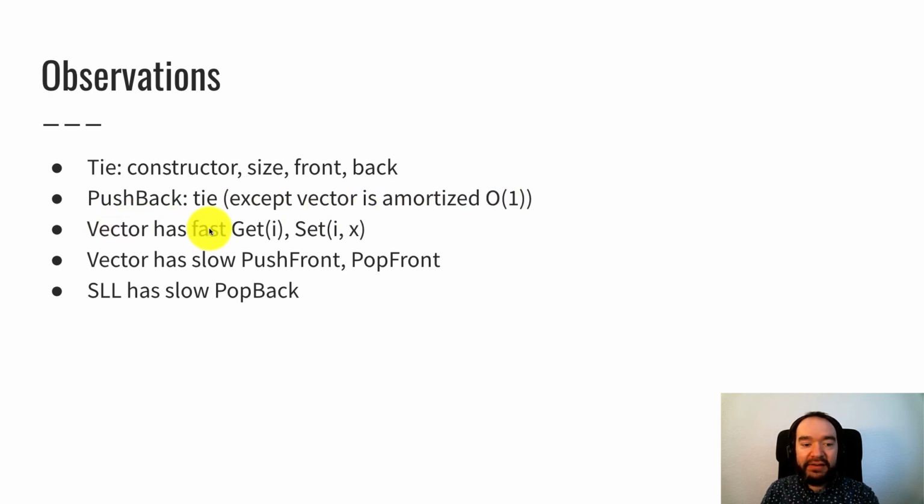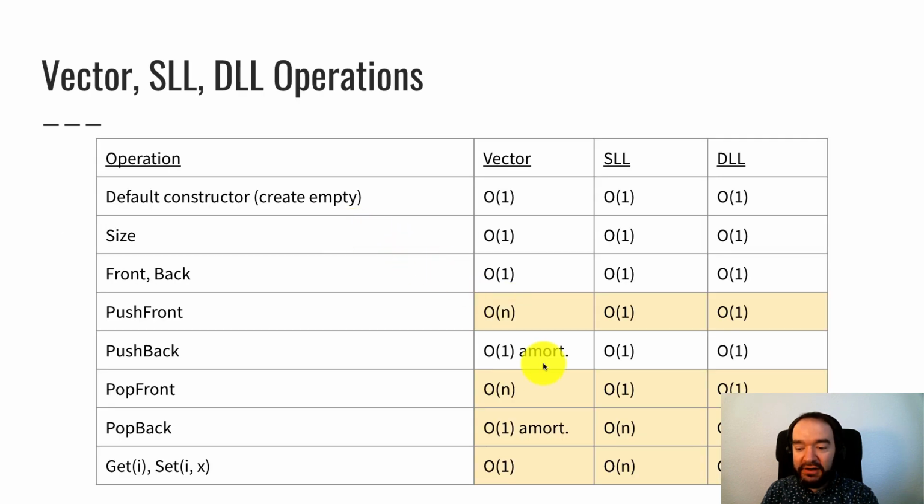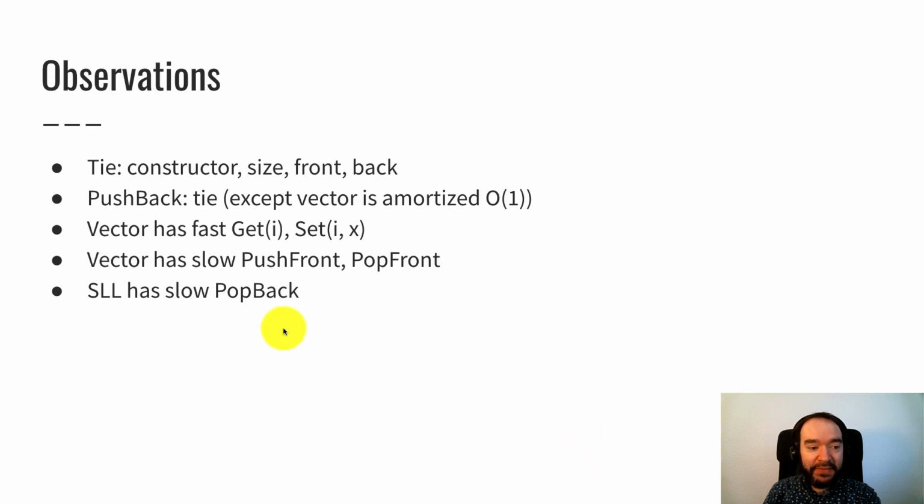Vector has the fastest get index and set index operations down on the bottom here. The vector can get or set at a given index in constant time because it just does an array subscript. Singly linked list and doubly linked list need to skip over nodes in a loop in order to get or set an index, so they take linear time. So vector is a clear winner on that operation.